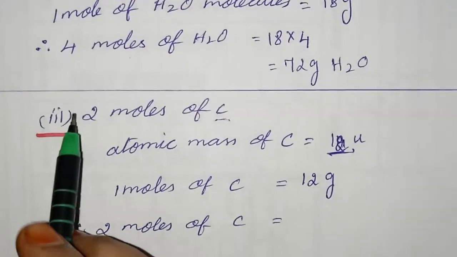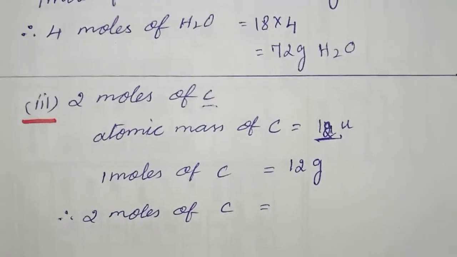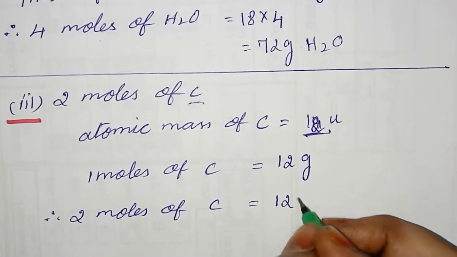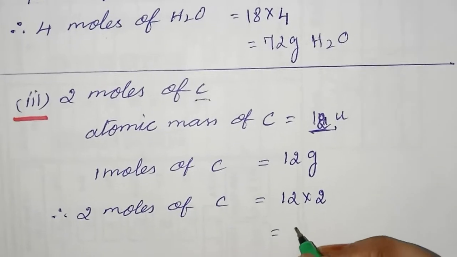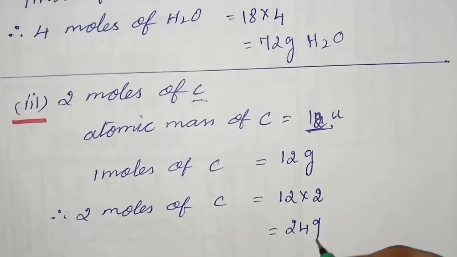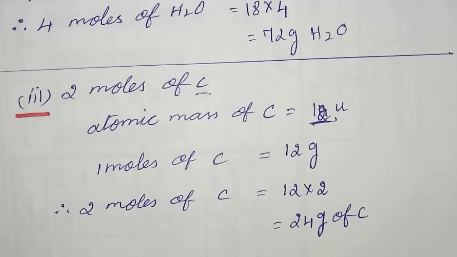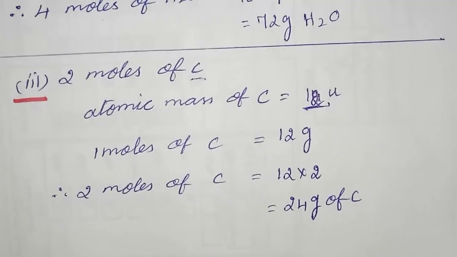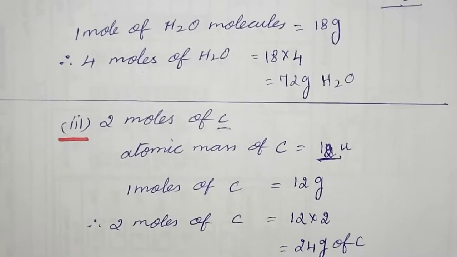The question asked the mass of 2 moles of carbon. So 1 mole is 12 grams. What about the 2 moles? 12 into 2, so 24 grams of carbon. So 2 moles of carbon contain 24 grams of carbon. Okay. Thank you.